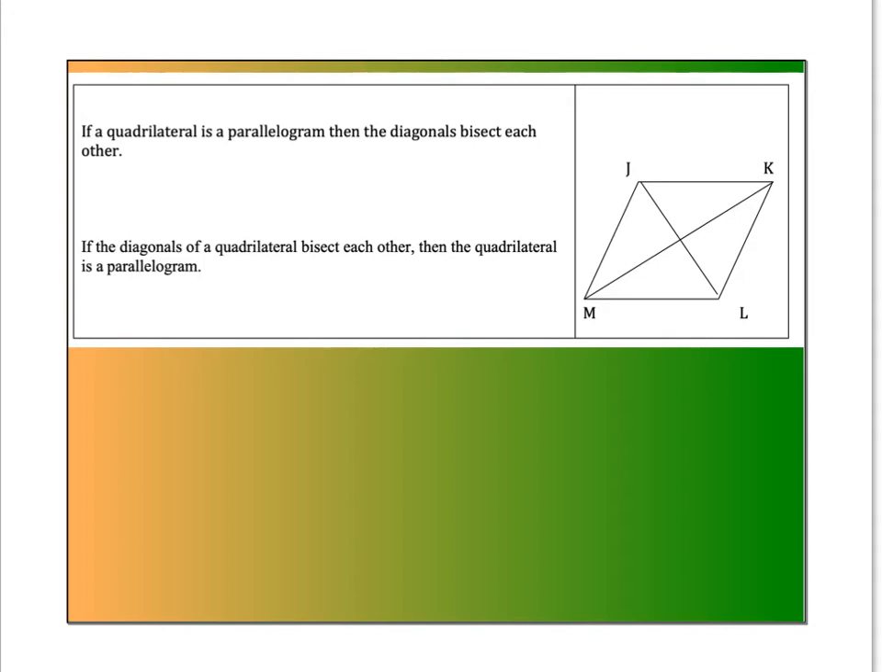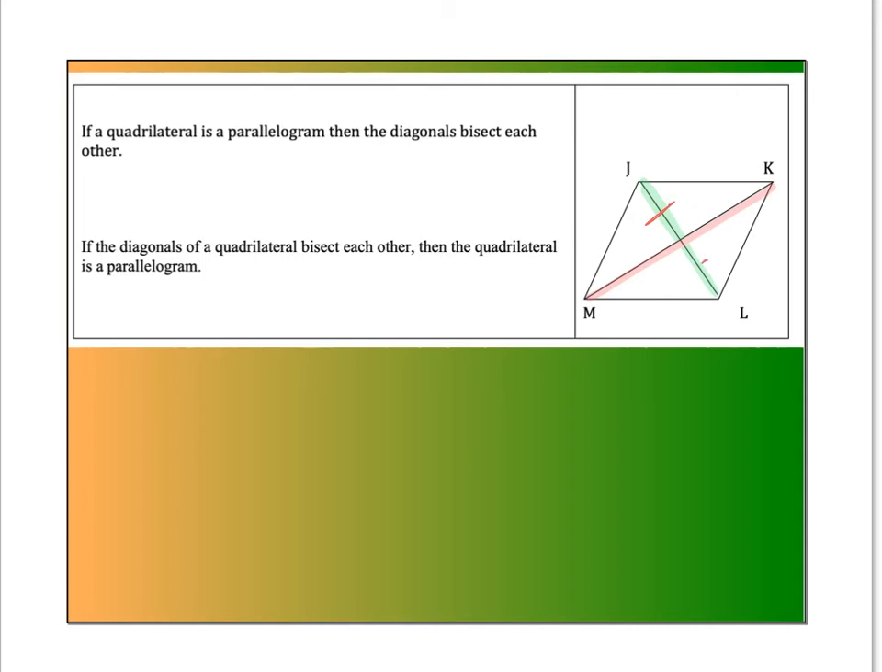Next, if a quadrilateral is a parallelogram, then diagonals bisect each other. So first we need to know what a diagonal is. From J to L, this green highlighted line is a diagonal. From M to K, there's another diagonal. So the green and red diagonals are marked. Now, what this theorem says is that if we have a parallelogram, they bisect each other.